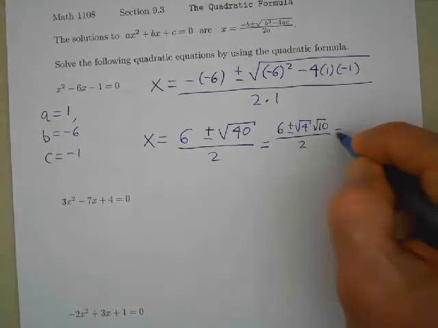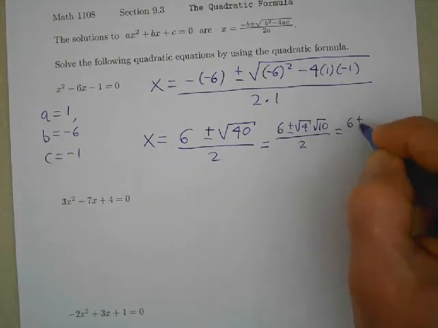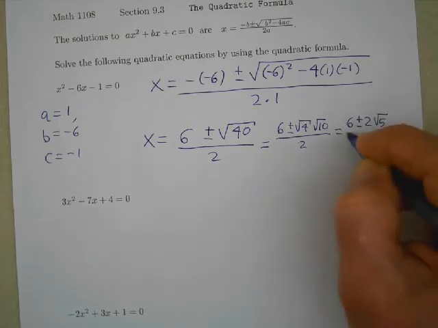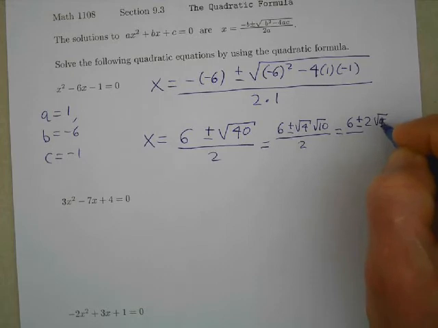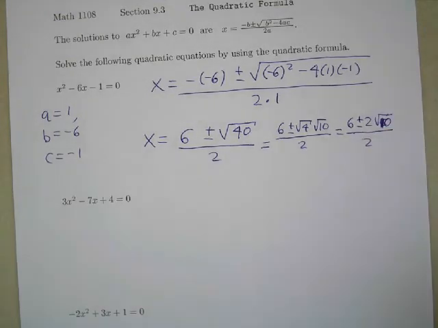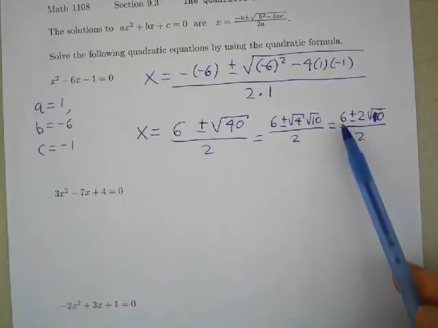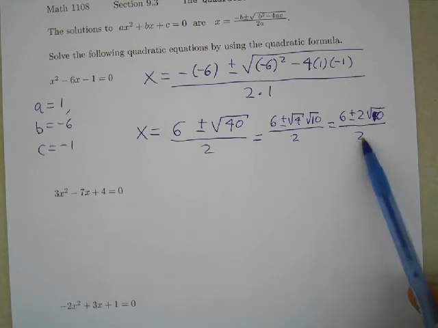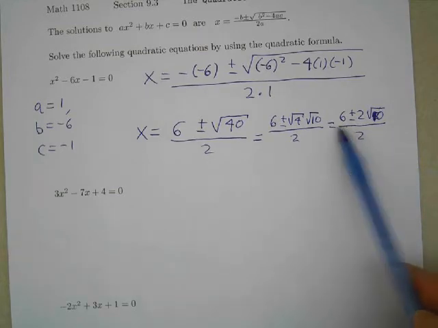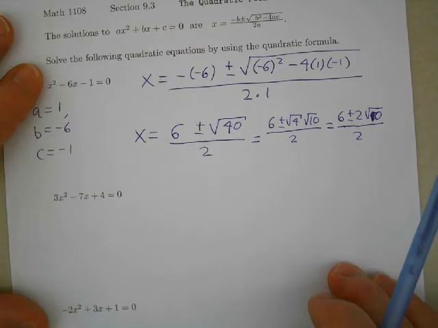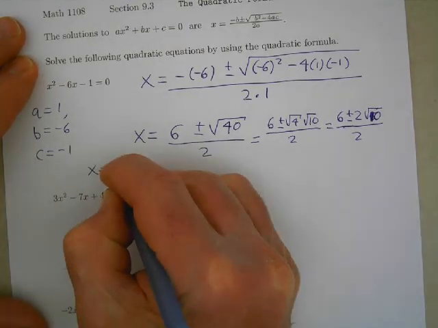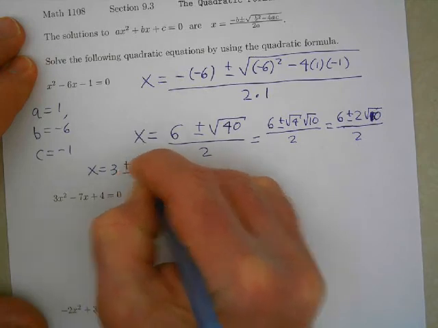And then this is 6 plus and minus 2 times the square root of 10, all divided by 2. And then every term in the numerator has a common factor of 2, so we can cancel one factor of 2 from each. And so we can write the solutions as x equals 3 plus and minus the square root of 10.